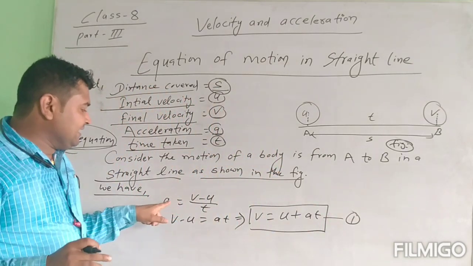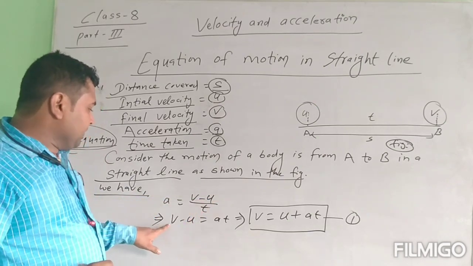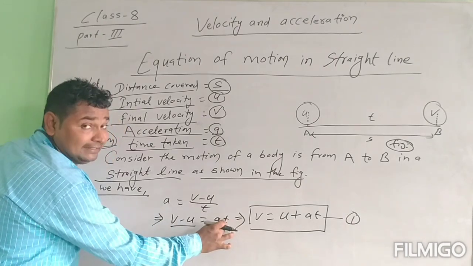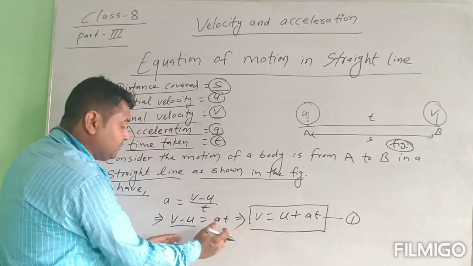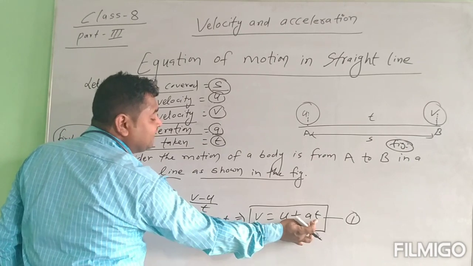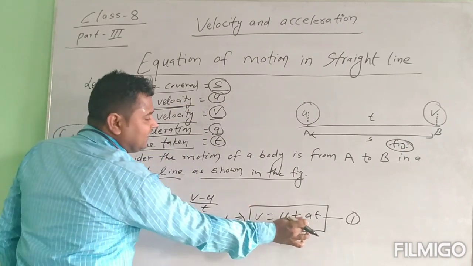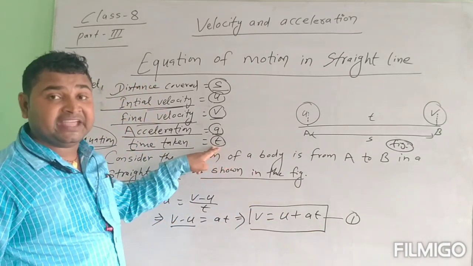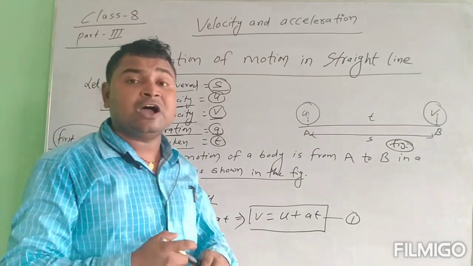Once again: acceleration is equal to v minus u by t. Cross multiplying, v minus u is equal to a into t. Now the minus u goes to the other side and changes into plus. So v is equal to u plus at, where v is the final velocity, u is the initial velocity, a is the acceleration, and t is the time taken. This is our first equation. Now the second equation.